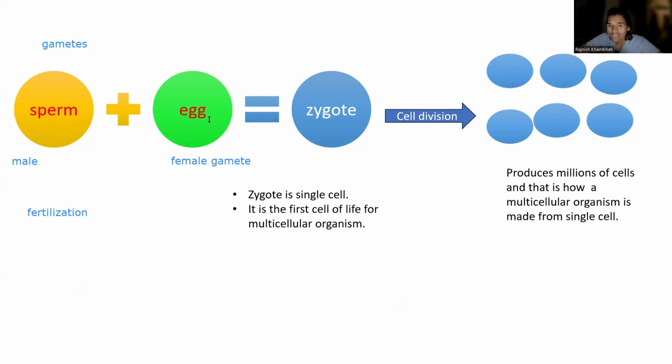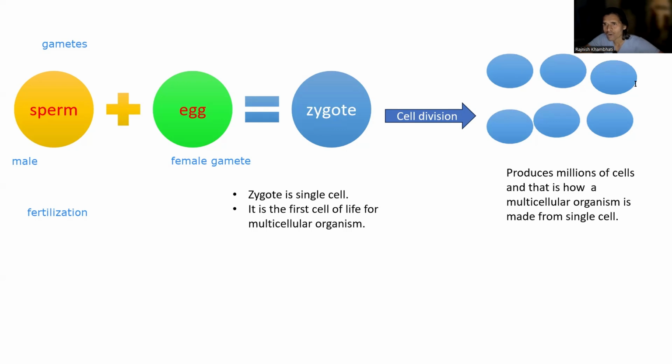And after the fertilization, it forms another cell. That cell is known as zygote, the first cell of life. Zygote is called the first cell of life. And that one zygote cell undergoes cellular division multiple times, and from that one cell it will produce many cells, like you can see in this diagram.